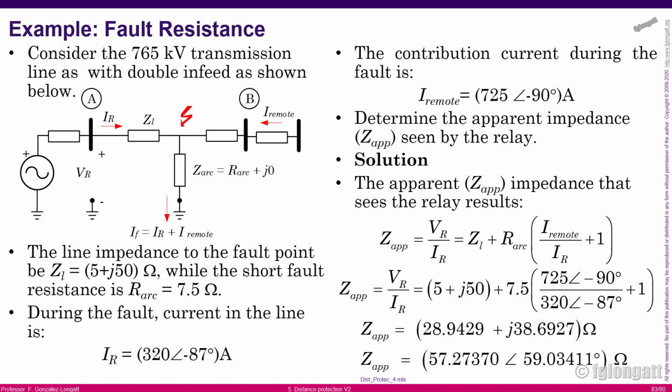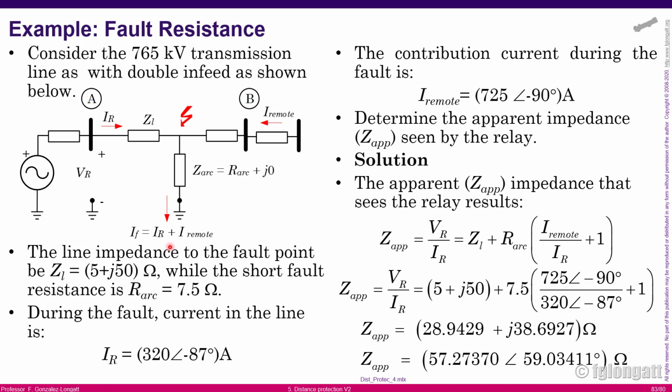Well, to be honest, this problem is extremely simple to solve. If there is no arc, the relay must be able to identify the line impedance, okay? But because we have this arc, we have some problems, because the arc is contributing an additional term, and that term comes mainly from the remote contribution. What we need to do right now is include the 7.5 ohms and the ratio between the remote and the local current.